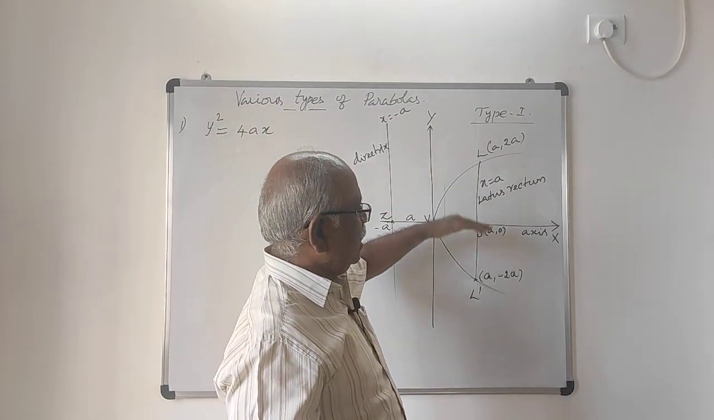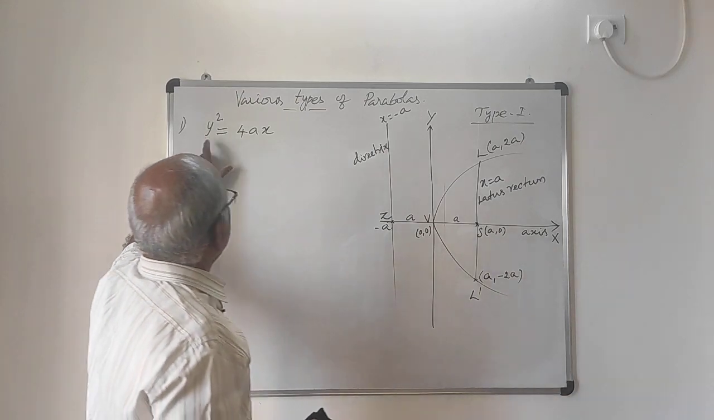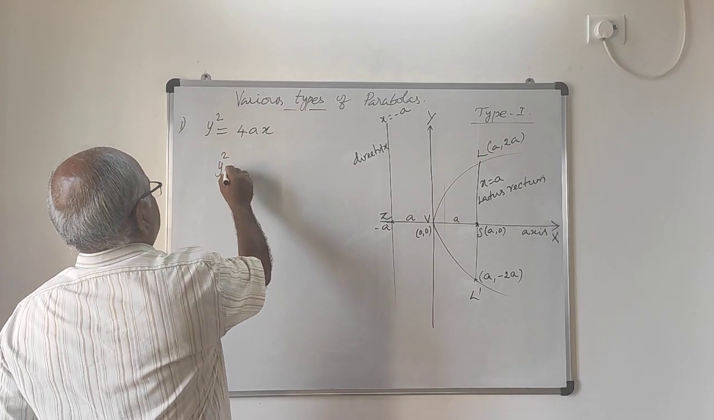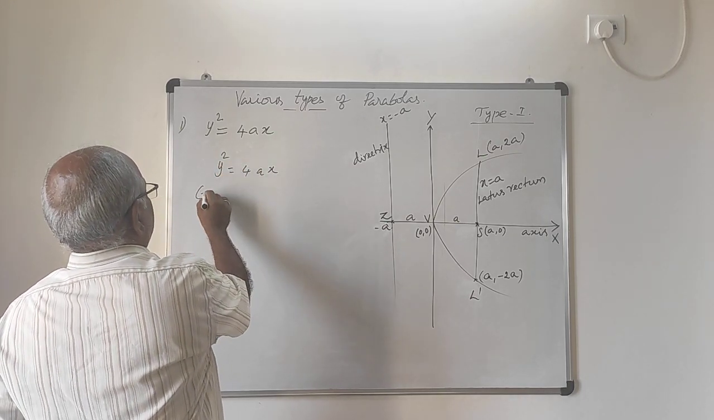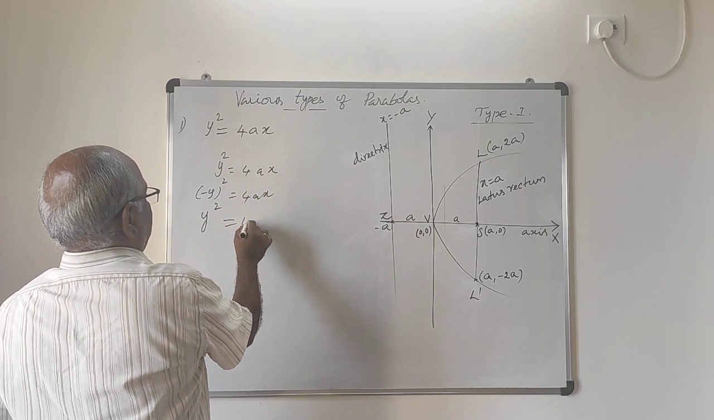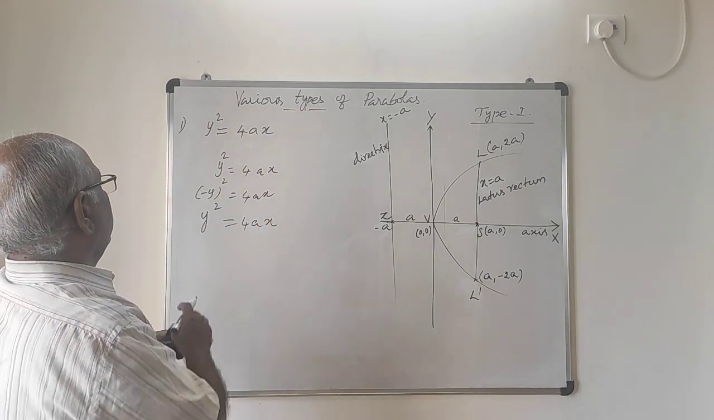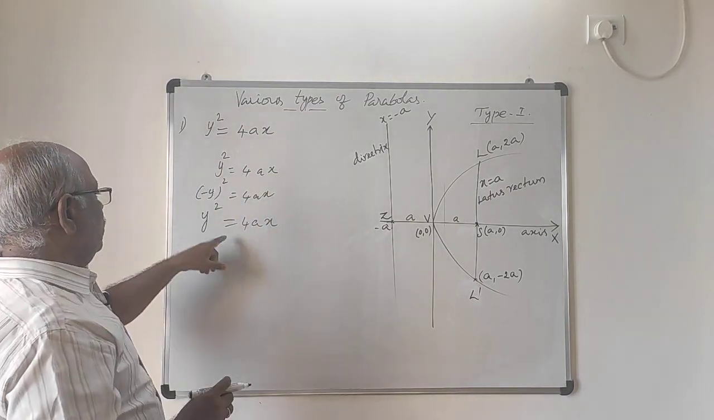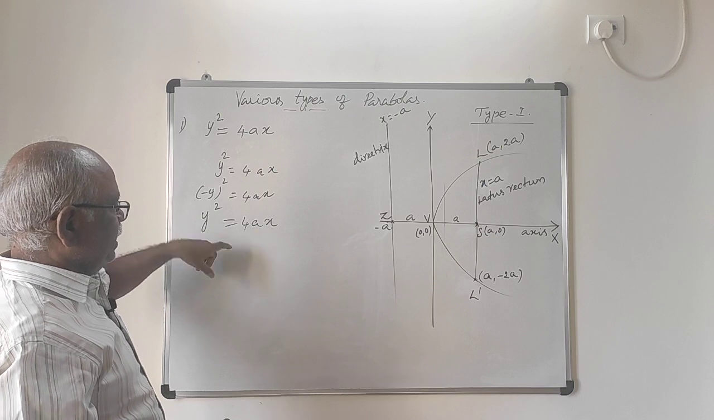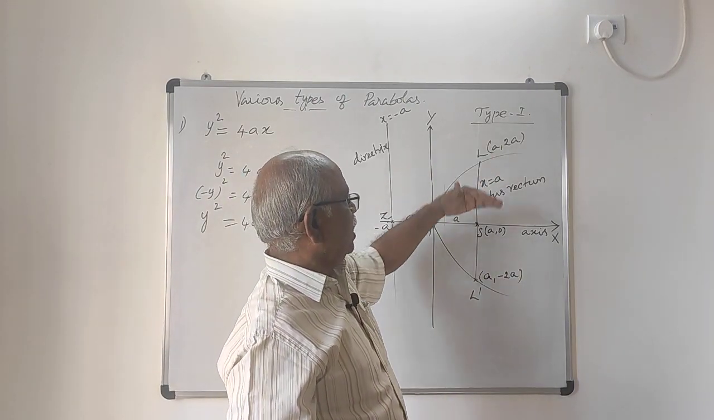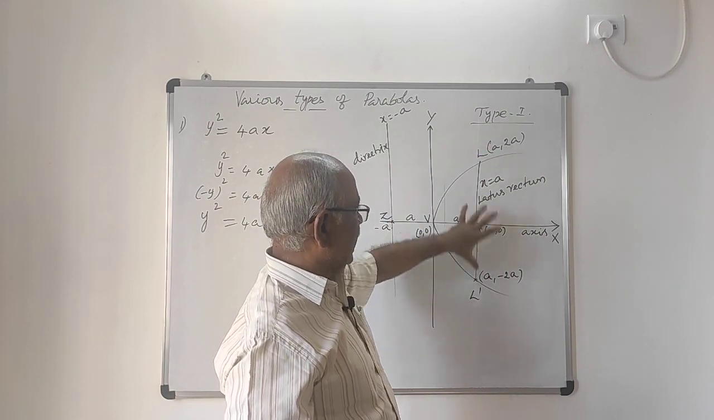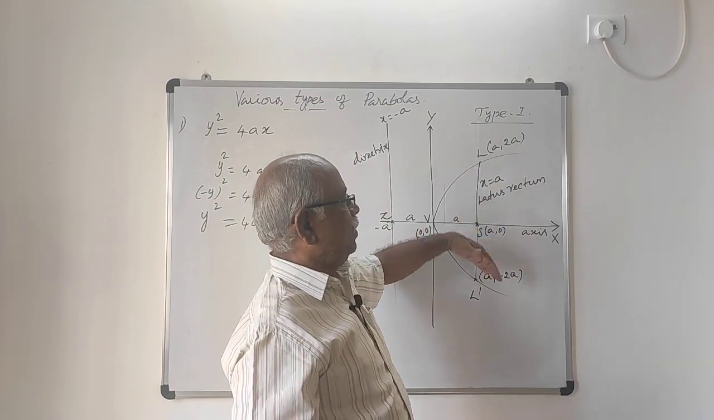It is symmetrical about the x-axis because in the equation y square equal to 4ax, if you replace y by minus y, the equation is not altered. It is again y square equal to 4ax. If we replace y by minus y and the equation is not altered, then the curve is symmetrical about the x-axis. The upper part and the lower part of the x-axis have equal area. That's why it is called symmetrical about the x-axis.